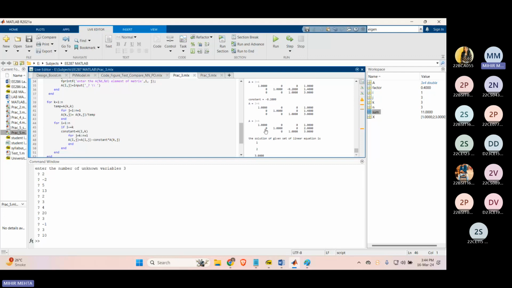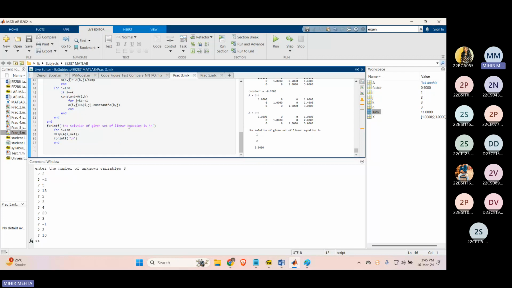So that is how you can calculate this. Once that is done, you come to the later part of the program, that is printf the solution of the given linear equations. For i equal to 1 to n, you display 1 comma n plus 1. So first row, n plus 1, that is 3 plus 1, that is this one that is displayed here. Then printf \n, so that comes to the next line.